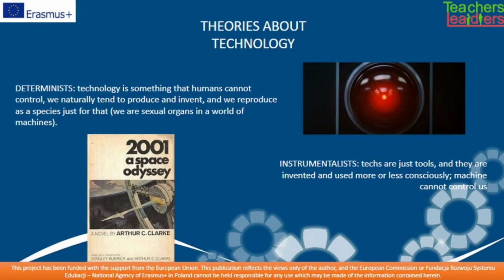There are two main theories about technology. The first one is called determinism. It says that technology is something that humans cannot control, and we naturally tend to produce and invent. And we reproduce as a species just for that. We are sexual organs in a world of machines. The second theory is instrumentalism and says instead that technologies are just tools, and they are invented and used more or less consciously. Machines cannot control us.